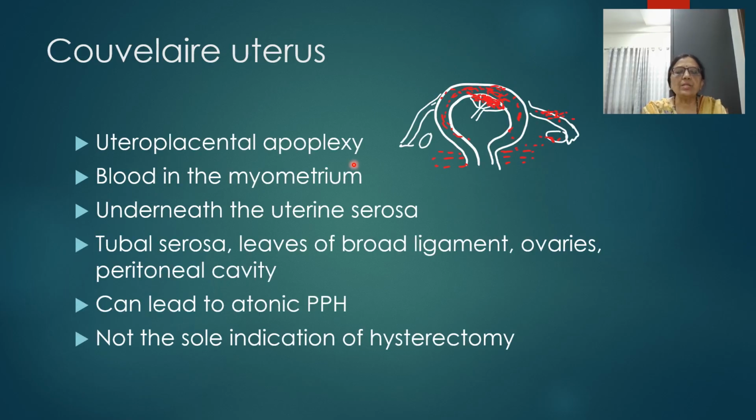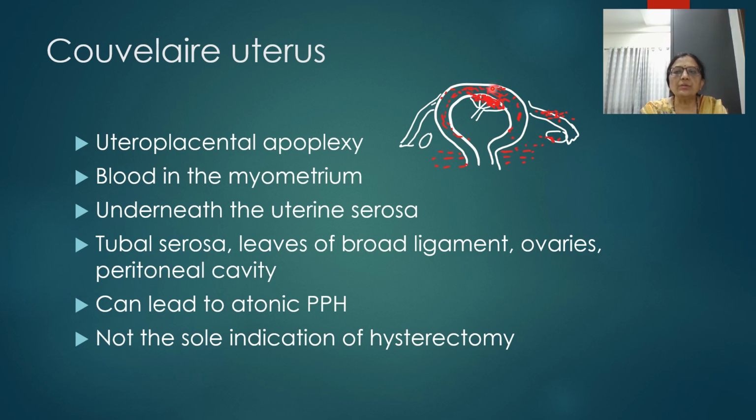Now, what is Couvelaire uterus? Another name for Couvelaire uterus is uteroplacental apoplexy, where blood is getting accumulated in the myometrial layer. It is more commonly seen with the concealed variety or with a mixed variety where the concealed component is dominant. There is a retroplacental hematoma, but there is a continued collection of blood with further separation of the placenta, and there is no outside way for the blood to go out. So the blood goes towards the myometrium.